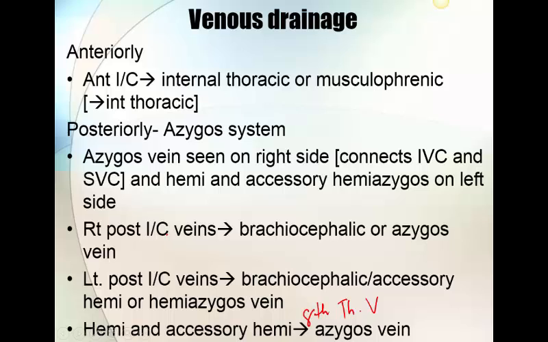So in the picture, in the slide, I want you to pay attention to the right posterior intercostal veins and the left posterior intercostal veins. You'll notice that the right posterior intercostal veins drain into the azygos vein. Most of them drain into the azygos because that's what's present on the right side. But some veins may go into the brachiocephalic vein. On the left side, the left posterior intercostal veins, they drain either into the hemi or accessory hemiazygos vein, or a few may go into the brachiocephalic vein.